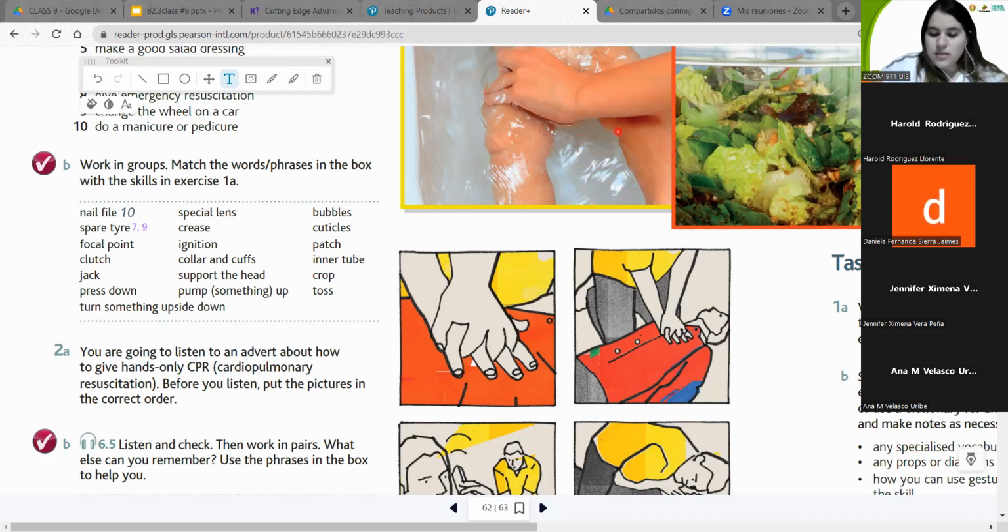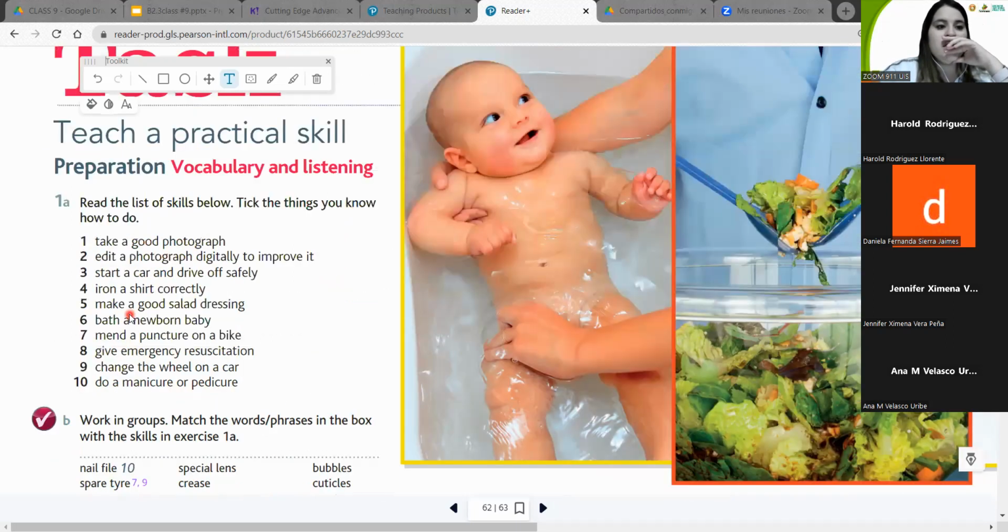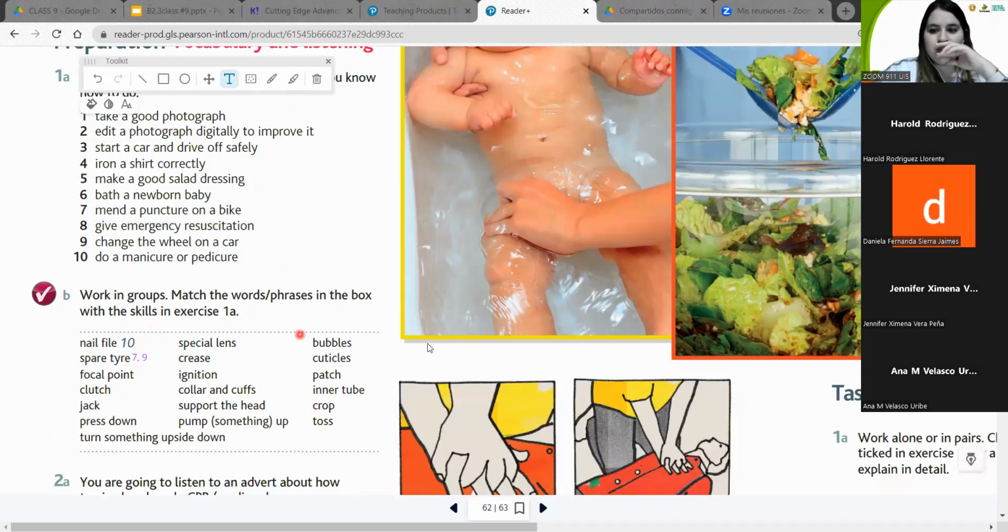Okay, people, awesome. So we are going to do this task and find the skill in which you will need these words. So focal points, for which skill? Skill number 1, 2, 3, which one? 1, take a good photograph. Skill number 1, yes, take a good photograph. And for another one? Maybe 2. Yes, for number 1 and number 2. Excellent.